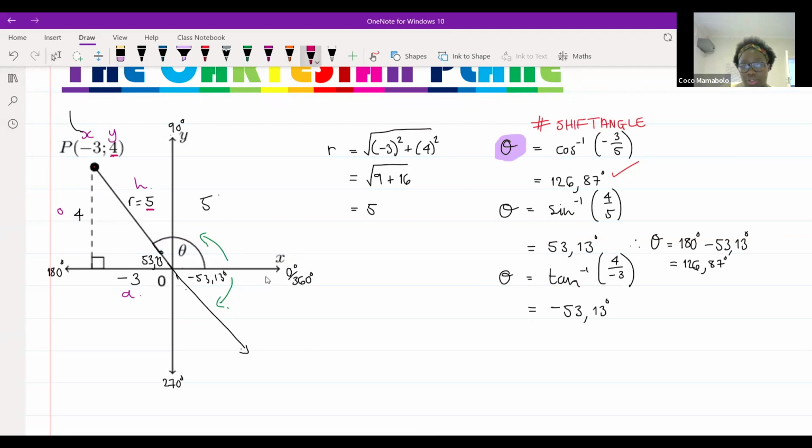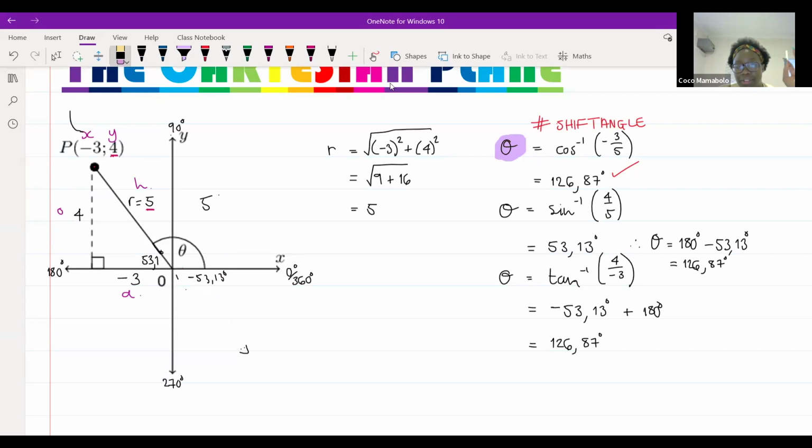Ma'am, do you still add 180? Correct. We must add. Yes, absolutely. We must add 180 in that direction. Because this is a straight line, we're just going to add the whole of 180 in that direction. So we're going to end up with negative 53,13 plus 180 degrees, because we want the angle that moves in the positive direction. So we will add. And if we add 180, we're going to find that our answer is 126,87 degrees.